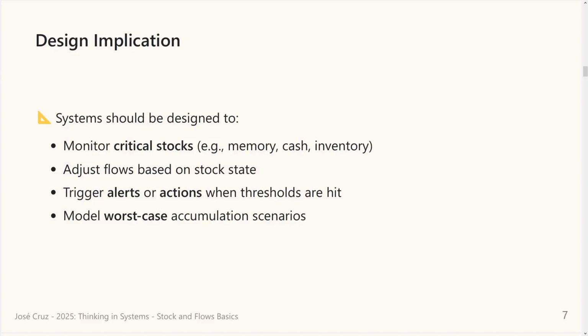Okay, and model, of course, worst case accumulation scenarios, meaning: what if we have a stock with 50 threads, but we receive 60? What is our remediation here? What should we do? Just refuse? Maybe we should review our architecture. We have to model this worst case scenario and see what happens.